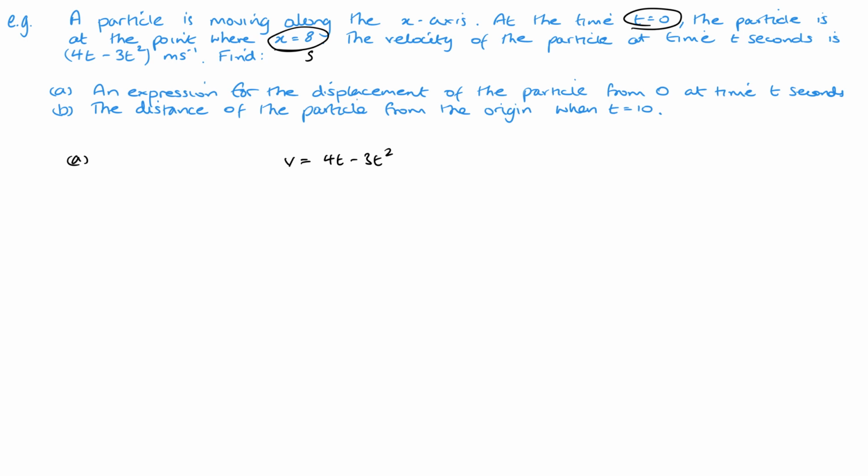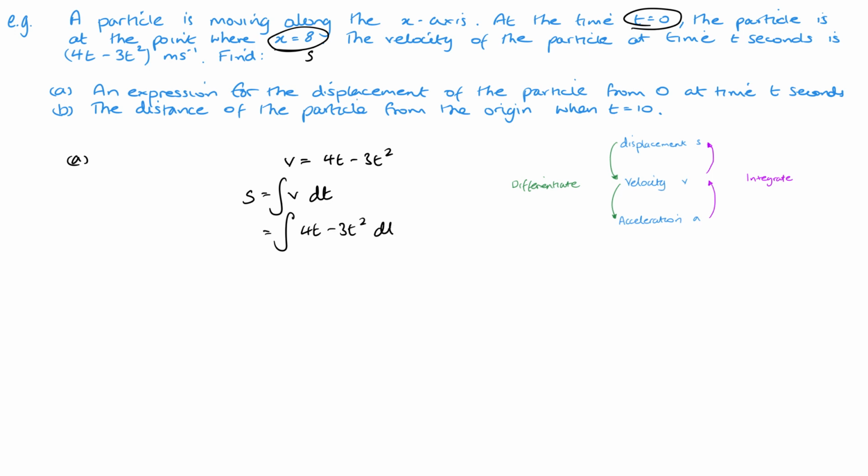And all we need to do is just keep in our minds this little diagram. That's what we need to keep in our minds. So to get the displacement, I need to take my velocity and I need to integrate it. So that's what I'm going to do. My displacement, my s or my x, is going to be the integral of the velocity with respect to time. So all we are now doing is integrating 4t minus 3t squared. It's a straightforward integration, nothing difficult about this. So 4t squared over 2 minus 3t cubed over 3 plus c. And obviously I can simplify this, so that leaves me with 2t squared minus t cubed plus c. And that is an expression for my displacement.